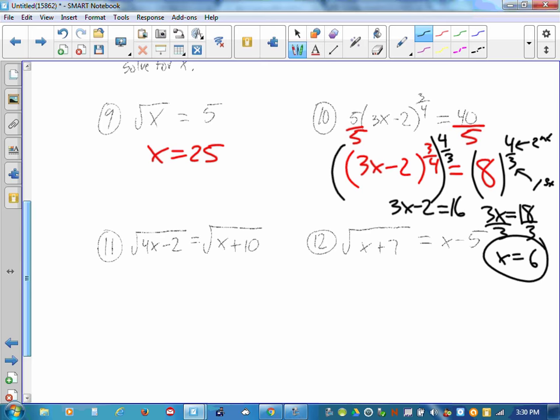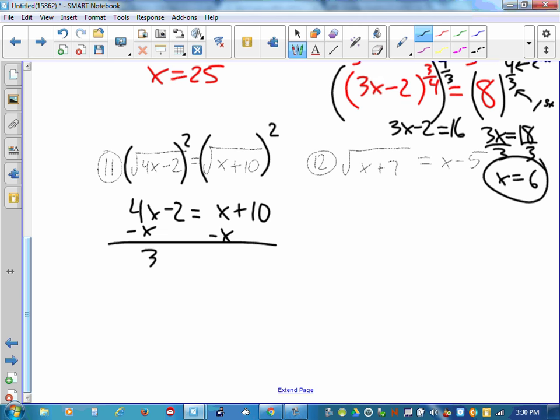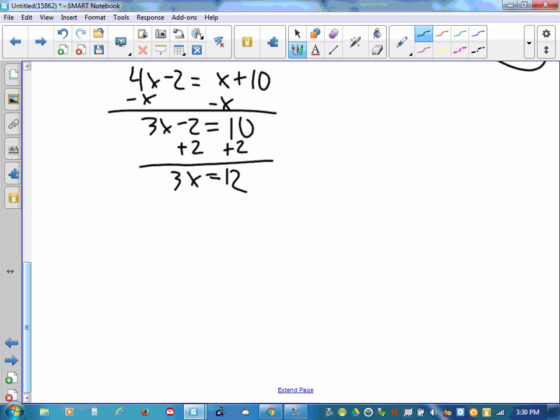All right, the next one, I have squares on each side. Just do the opposite. There's no basic algebra I can do first, so I square each side, leaving 4x minus 2 is equal to x plus 10. Now I got to get the variables on one side, numbers on the other. So I'm going to subtract over the x. Gives me 3x minus 2. This is all basic algebra 1 stuff. Add 2 to each side. Just solving away. 3x is equal to 12. And finally, I get x is equal to, divided by 3, 4.